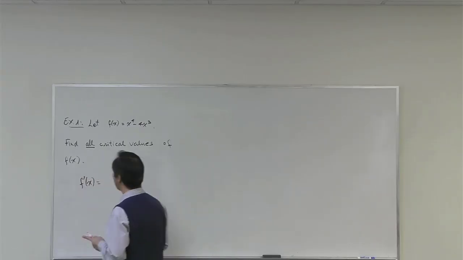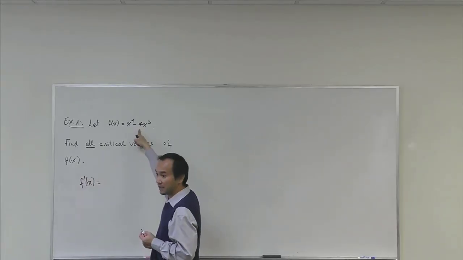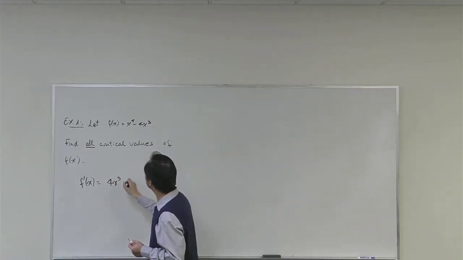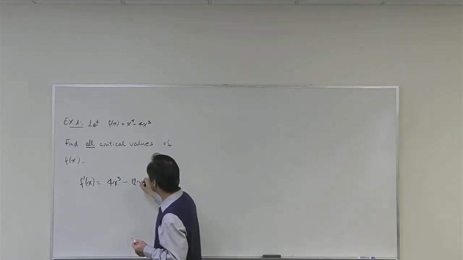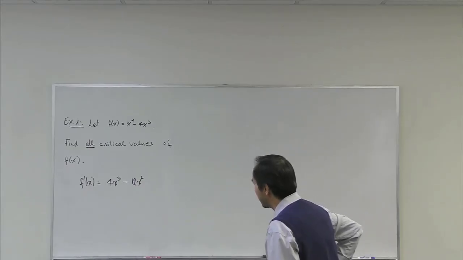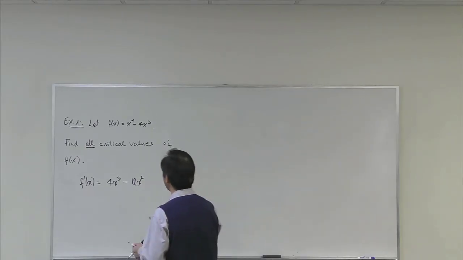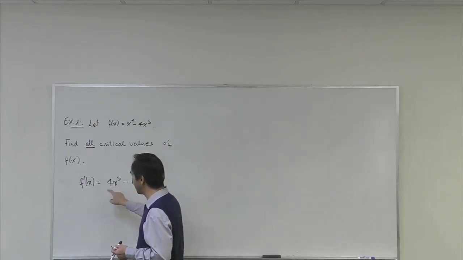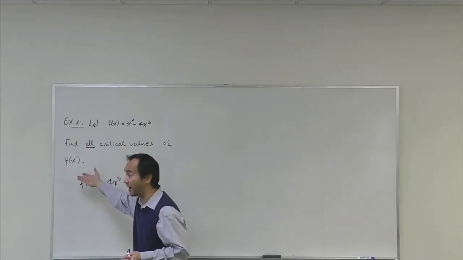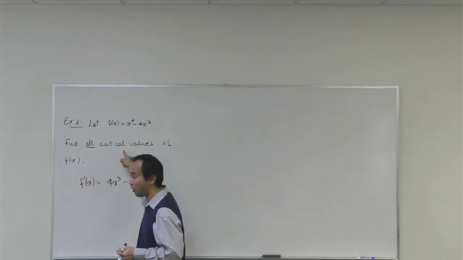Well, at our level at this point, this should be easy, right? So that's making it 4x cubed minus 12x squared. You guys following? So we found the f prime. And so any critical values that we can find are going to be those values for x that make either the f prime equal 0 or f prime undefined. Well, that's what it means by finding all critical values.